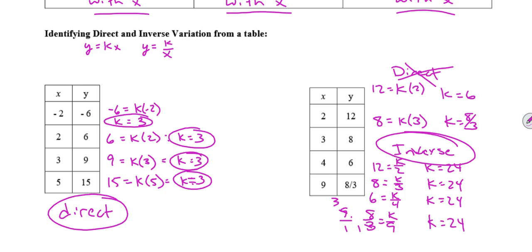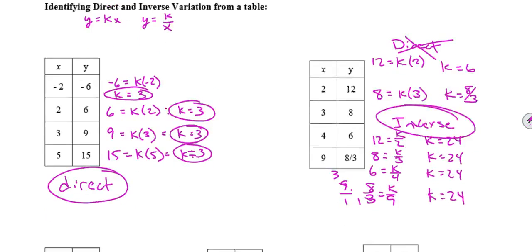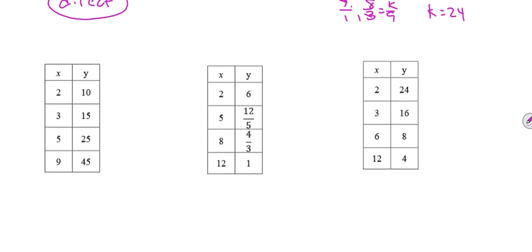All right? Now your joint variation is not an option on an XY coordinate table, so you don't need to worry about joint for these, just direct and inverse. Oh wait, did we miss something? Oh, so there's 3 practice problems here. Go ahead and check these to see if it's direct or inverse. So pause the video, give these 3 problems a try, and then we'll come back and we'll check to see if you got it right. So pause the video for now.